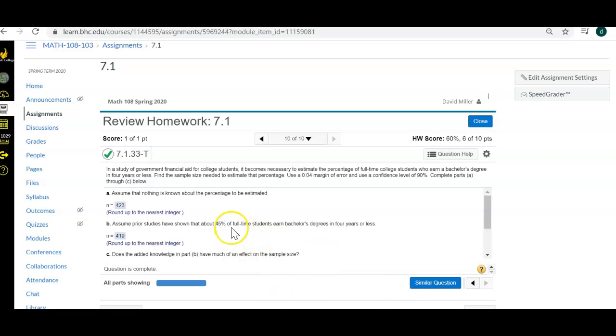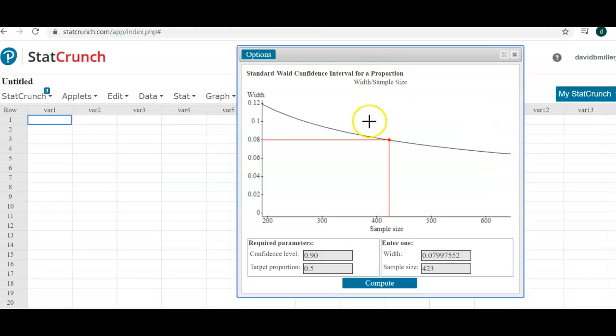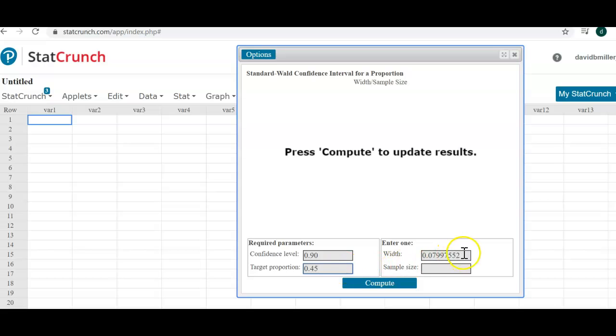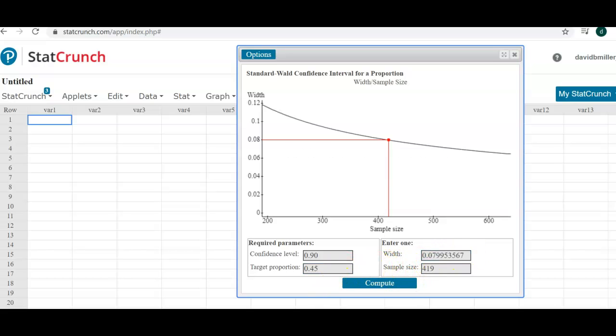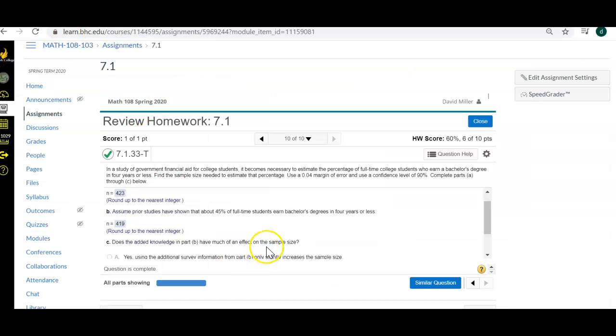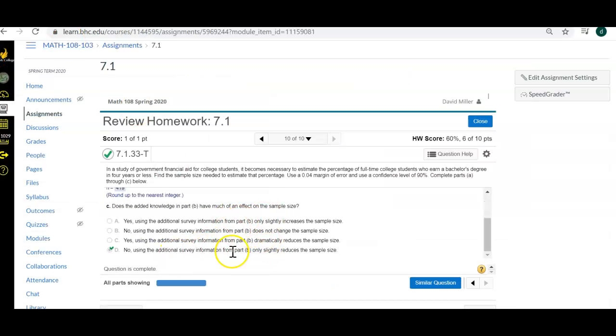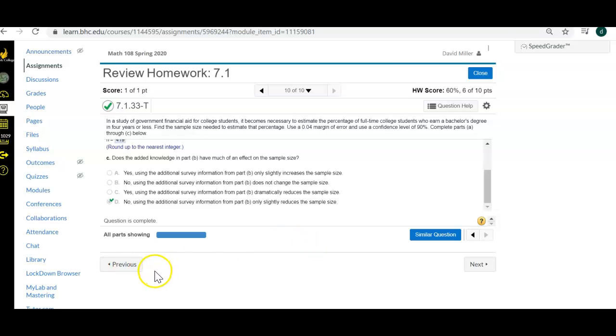Now, what if you had a 45%? You already have data that shows 45%. Well, then that's going to change your target proportion to 0.45. You're going to leave everything else the same. Now your sample size is 419. So did that change it very much? Not really.